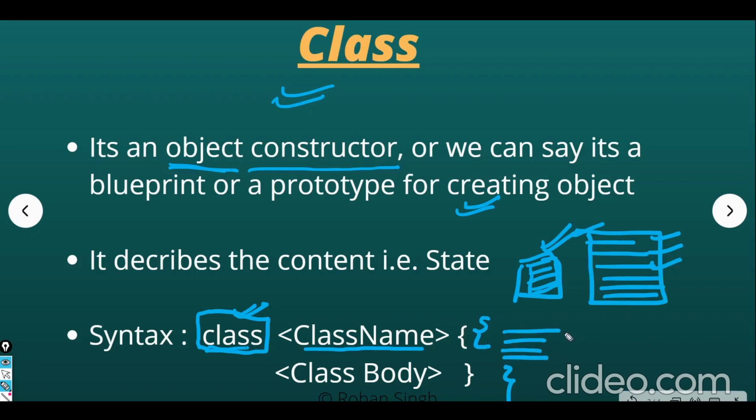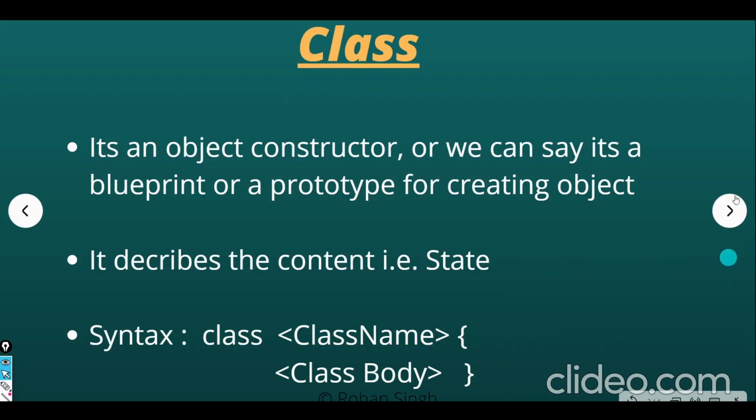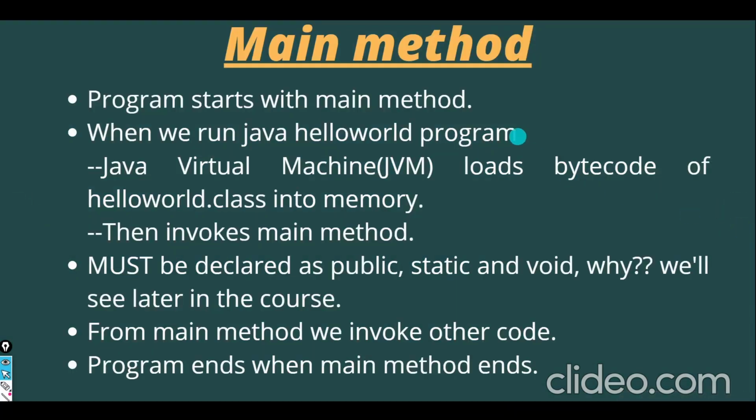Now we'll see how we can define a class and how the dot class file is generated behind the scenes. But first of all we'll see what the main method is, then we'll see all of this stuff in action. So now we'll see what the main method is.